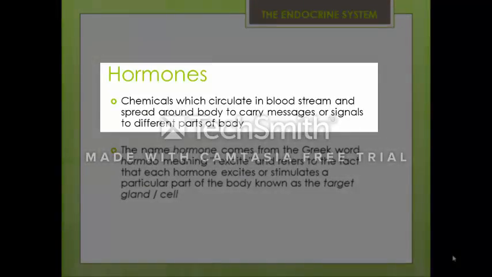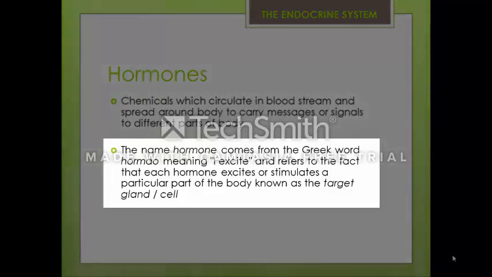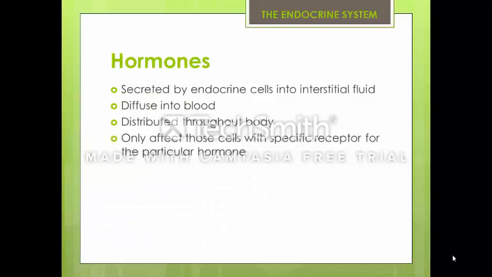Hormones are chemicals which circulate in the bloodstream and spread around the body to carry signals to different parts of the body. The name hormone comes from the Greek word hormeo, meaning excite, and it refers to the fact that each hormone stimulates or excites a particular part of the body known as a target gland or target cell. Hormones are secreted by endocrine glands into the interstitial fluid, and they diffuse into the blood and are distributed throughout the body. They will only affect those cells with specific receptors for that particular hormone.